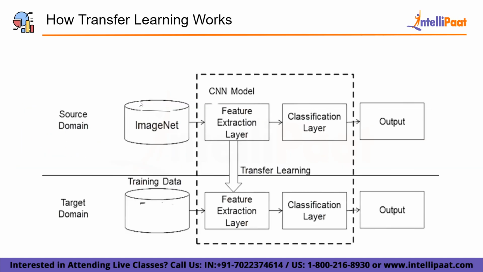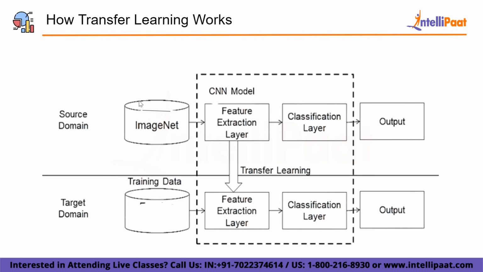Now we have a diagram which shows a source domain, which is the original task and dataset the pre-trained model was trained on. This example shows ImageNet as the source domain. Now a pre-trained CNN model trained on the source domain data is shown. This model has extracted valuable features from the training images. The initial layers of the pre-trained CNN are responsible for feature extraction. These layers are often frozen during transfer learning, meaning their weights are not updated during training on the new task.